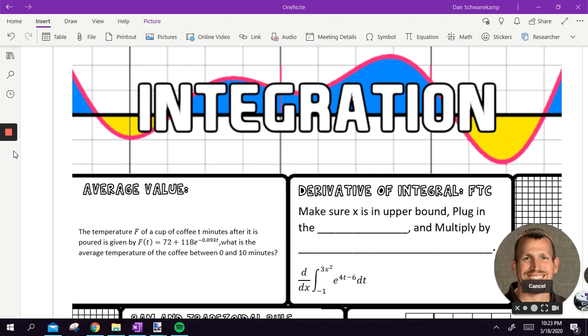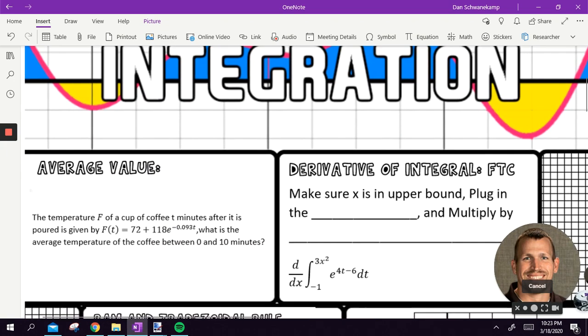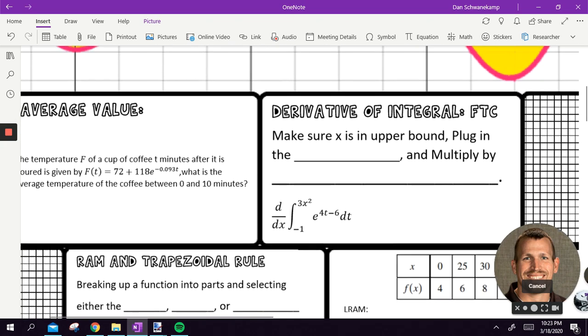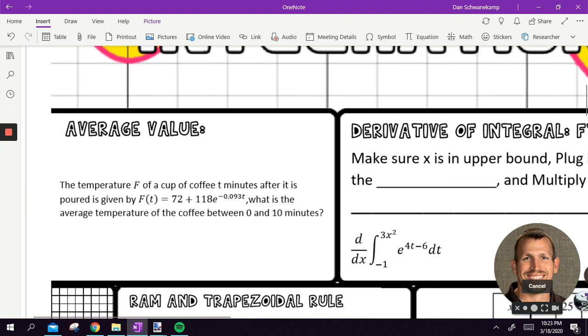All right, so we are talking integration here. One of the first things we really talked about with integration was average value. When we see average value, the thing I'm always going to say to you is, if I wanted you to find the average of your test, if I gave you 3 test scores, you got an 80, a 90, a 100, and I asked for the average test score, what would you do?